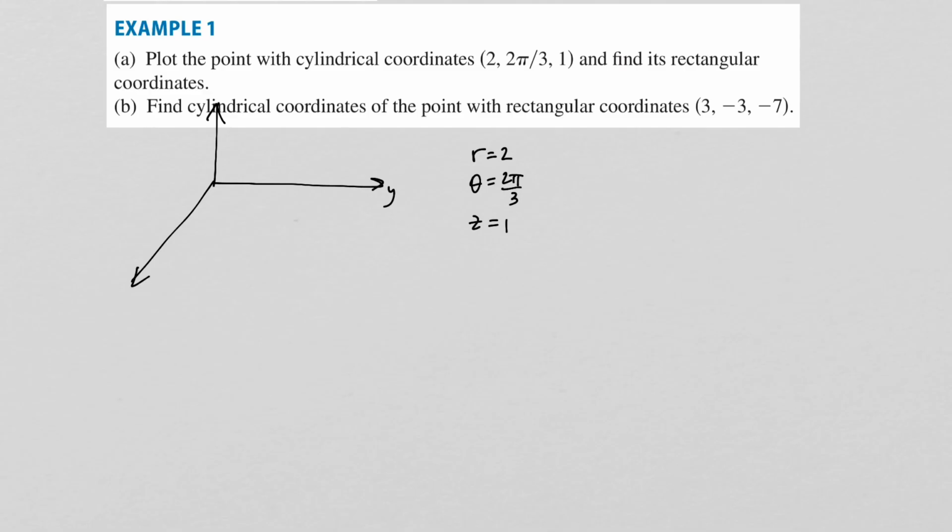So r equals 2 means that we're going to come out a distance of 2 units, but then we have to rotate through an angle 2 pi over 3. So rotating from the x-axis in the direction of the y-axis, pi over 2 would be here, 2 pi over 3 would be an angle back here. So if we continue the x-axis in this direction, the angle 2 pi over 3 in the xy plane looks something like this.